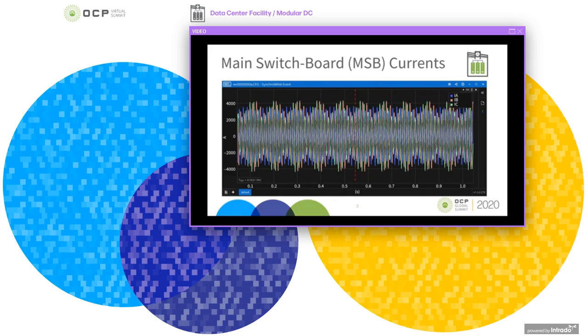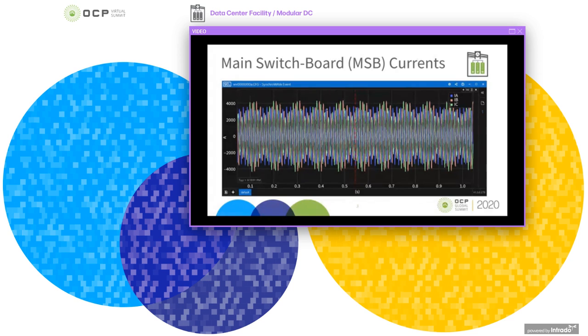These are actual current waveforms measured in a Facebook data center back in 2017. The currents were measured in a main switchboard, or MSB, rated for 3 megawatts. We observed in the current waveform that instead of having a good sinusoidal waveform with flat amplitude, there is a low frequency envelope that distorts the MSB currents.